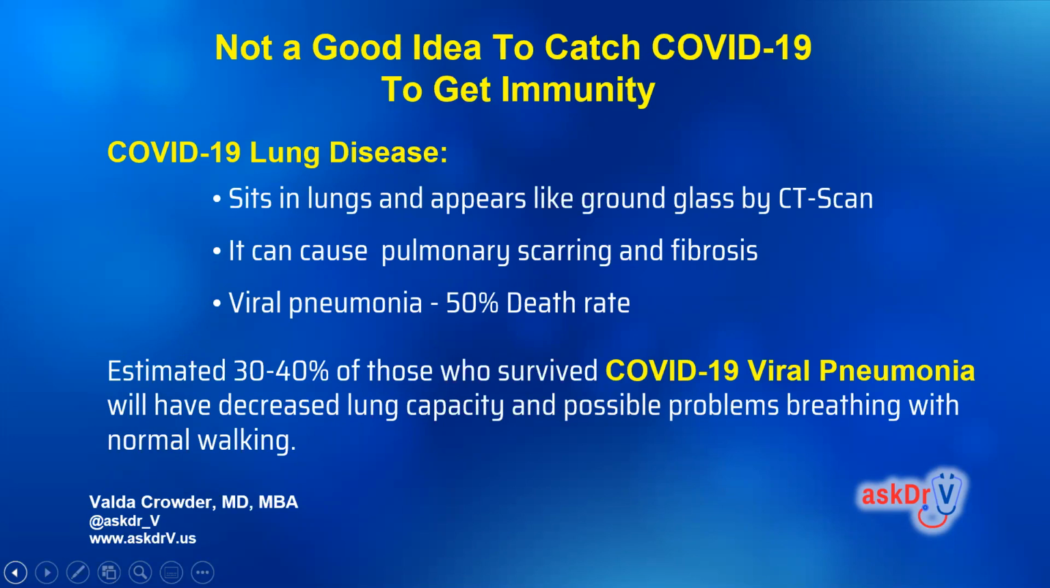What happens is this virus sits in the lungs and it appears like ground glass by CAT scan. It causes pulmonary scarring and fibrosis. When you have viral pneumonia, 50% of the people die. And that's all of the things that you're hearing about as far as ventilators and use of ventilators. For those who survive, which is the information that they are not giving on the news, 30 to 40% of them have decreased lung capacity and are experiencing just problems breathing with normal walking. So this is not a disease that you just want to catch.